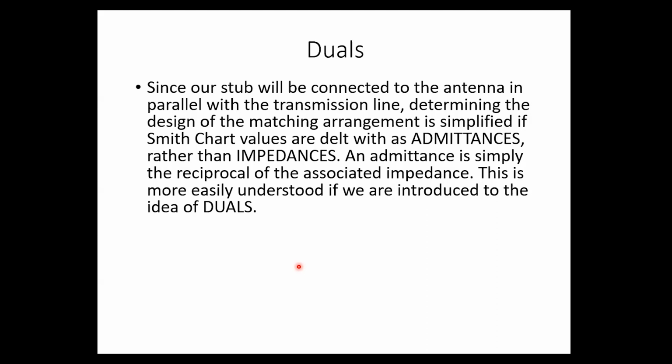And this is more easily understood if we're introduced to the idea of duals. Plotted on the Smith chart, the two associated points are on the same SWR circle, but they're diametrically opposite each other. And I'll show you that here in just a second. Using admittances leaves less chance for errors in making calculations. It simplifies it by eliminating the need for making series equivalent to parallel equivalent circuit conversions and back, or else for using complicated equations for determining the resultant value of two complex impedances connected in parallel.